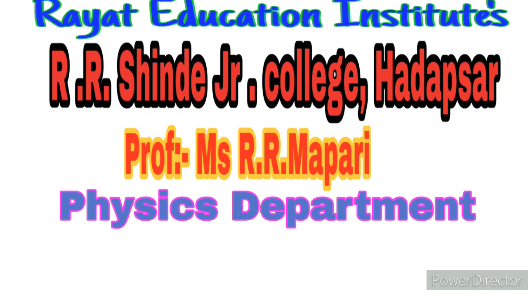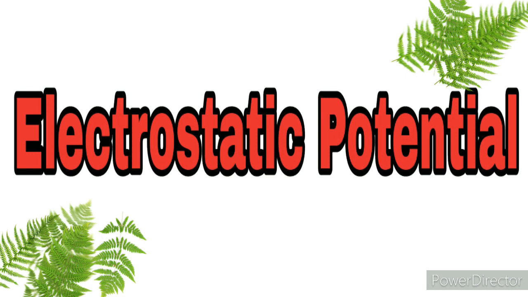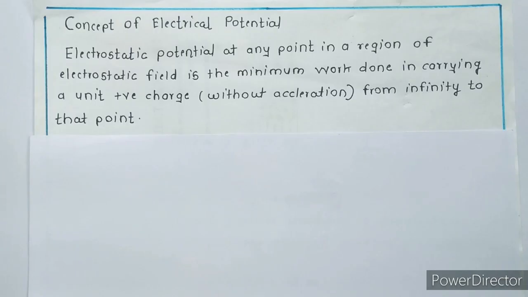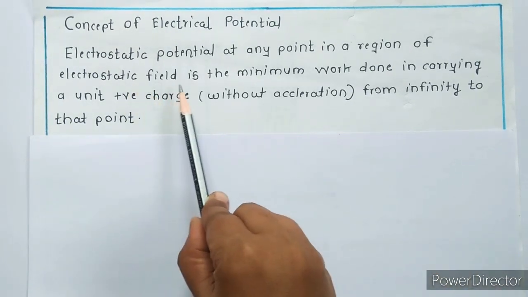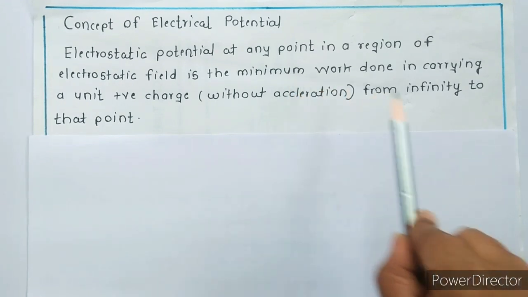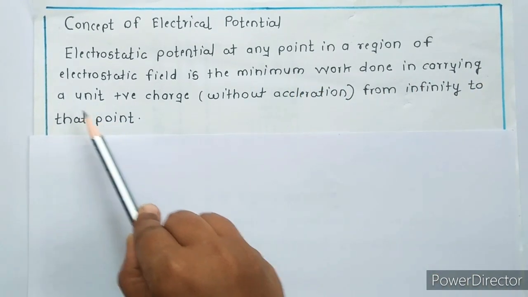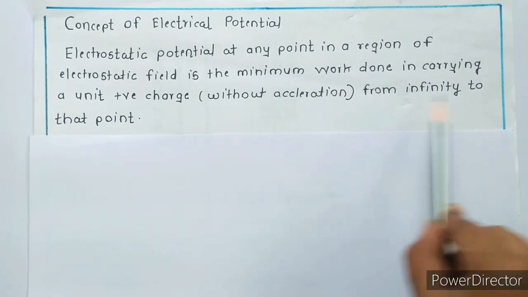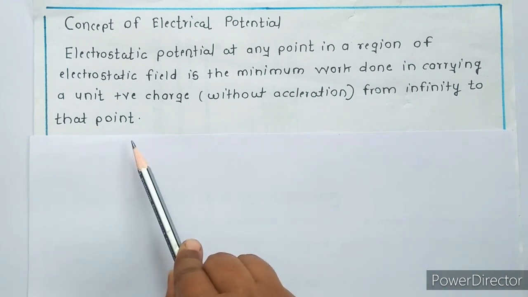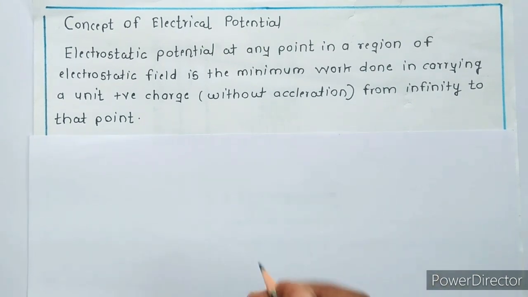Hello students, our today's topic name is electrostatic potential or electrical potential. We will see its definition. Electrostatic potential at any point in a region of electrostatic field is the minimum work done in carrying a unit positive charge from infinity to that point.